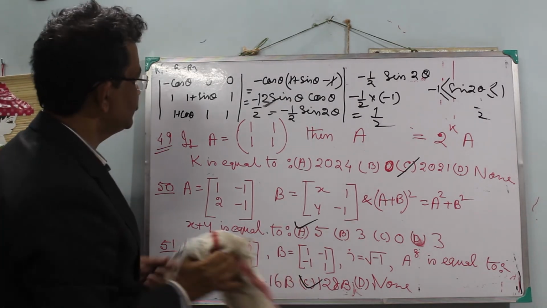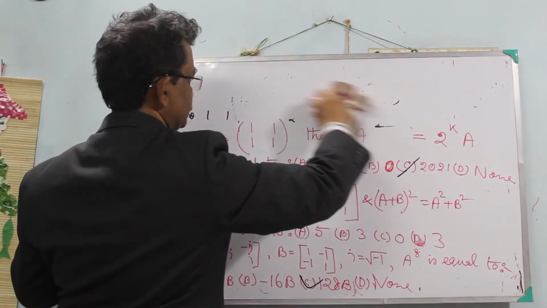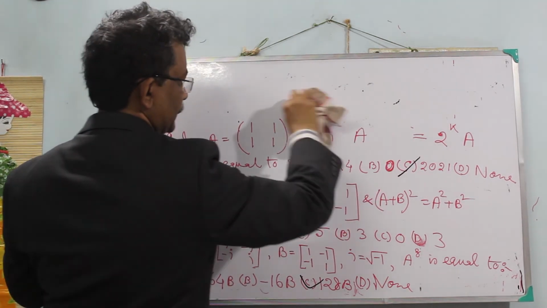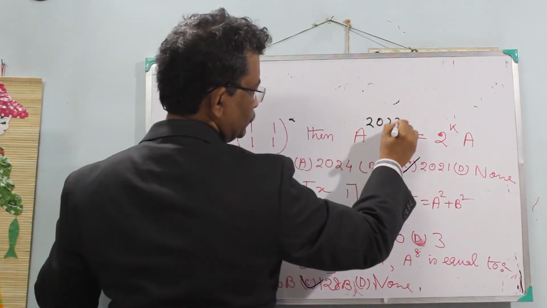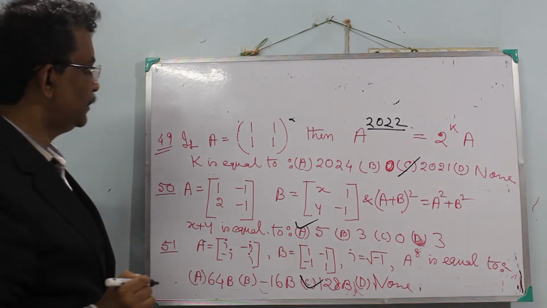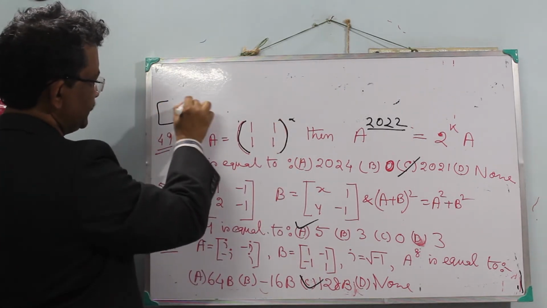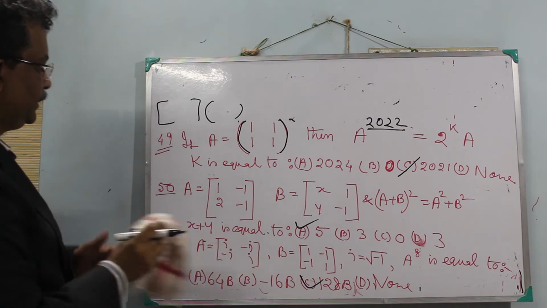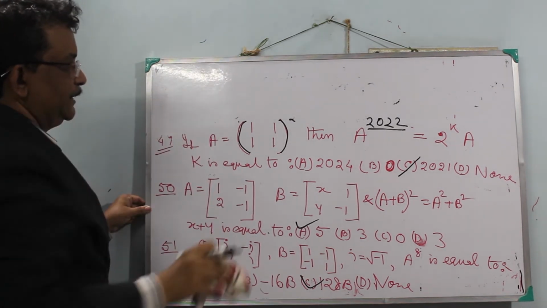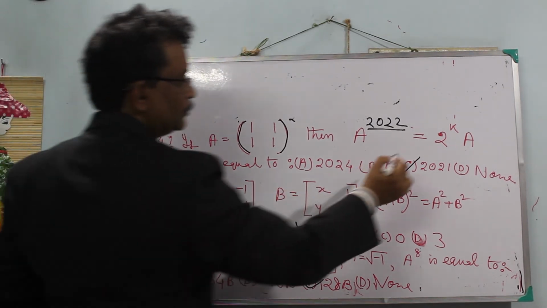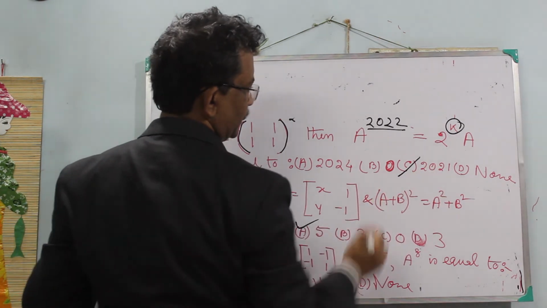Next is a very interesting problem. If A is a matrix, 1 1 1 1, then A to the power 2022 is equal to 2 to the power k into A. What is the value of k? So k is equal to 2021.